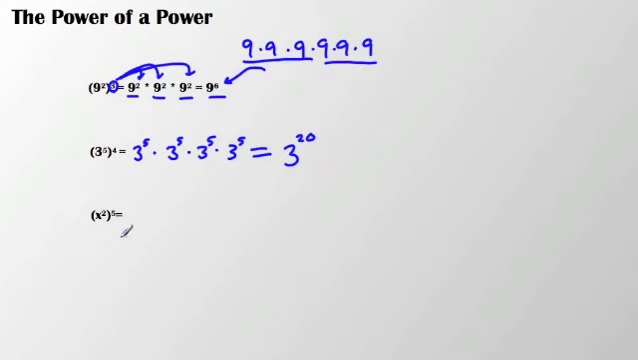Same thing as if I have x squared to the fifth, I will have 5 groups of 2 factors of x. So x squared times x squared times x squared times x squared times x squared. So maybe here again, as with the previous examples, we're going to see some sort of pattern start to develop.